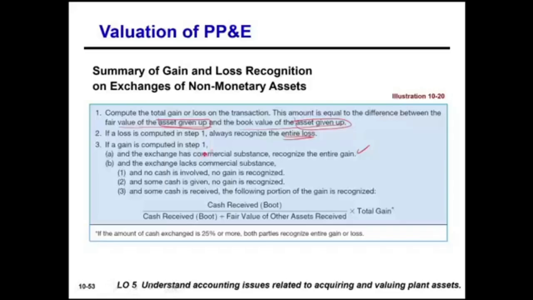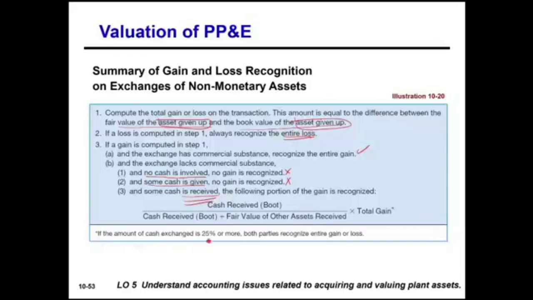If a gain is computed and the exchange lacks commercial substance and no cash is received, no gain. You cannot recognize the gain. If some cash is given, remember, if given, it doesn't matter. It's about received. If some cash is given, no gain is recognized. If some cash is received, the following portion of the gain is recognized. So basically, you have to figure out how much of the gain we need to recognize.